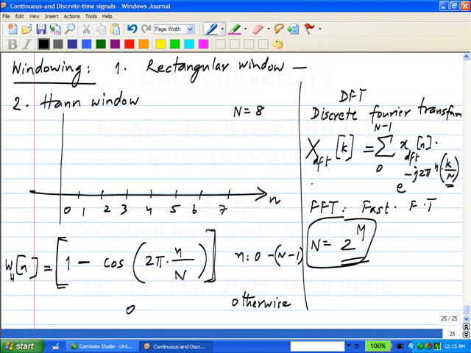What is the value at n equals 0? What is cos 0? 1. So here it is 0. Okay, at least one condition is satisfied, that at one boundary it is 0. And then it follows the sinusoidal type of shape. It will do this and this, and it reaches a maximum at 4. So roughly speaking, it will look like this.